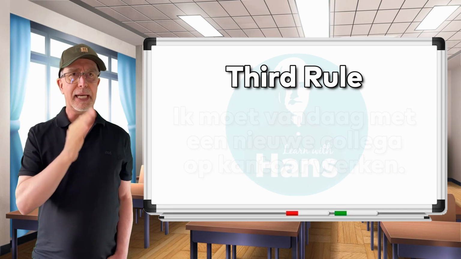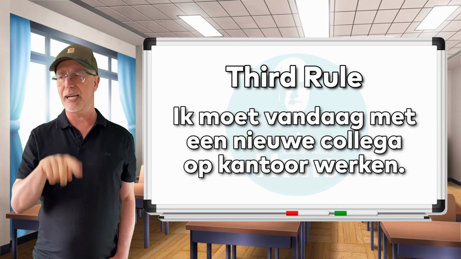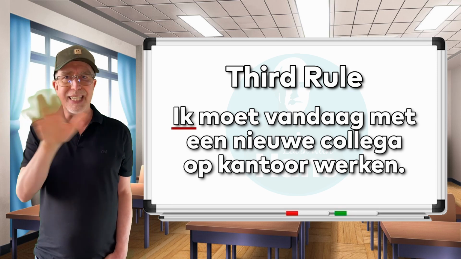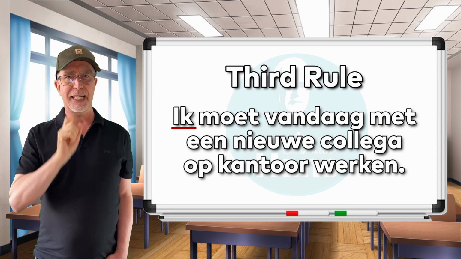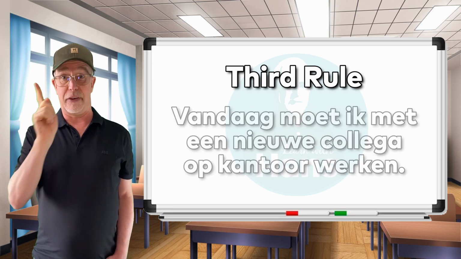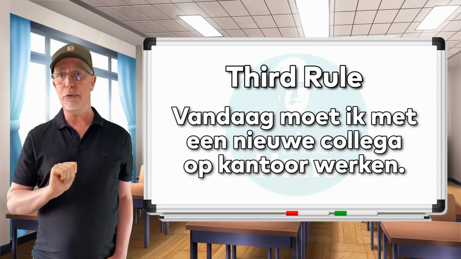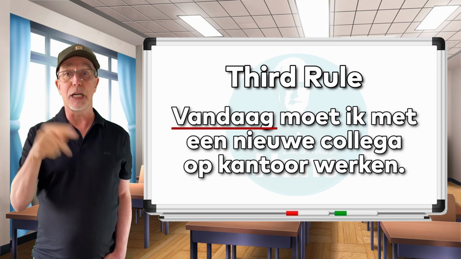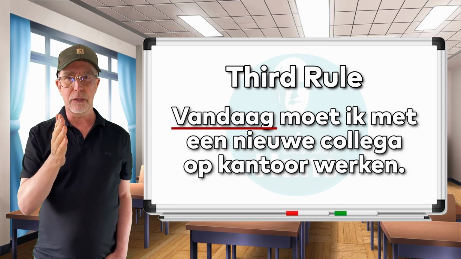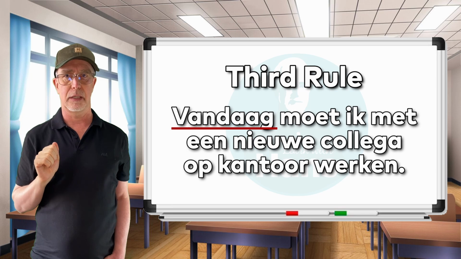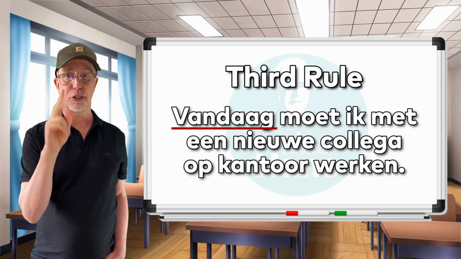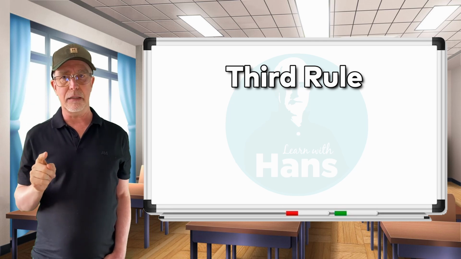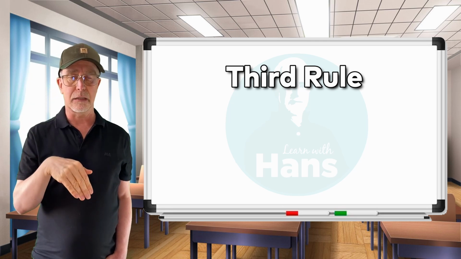Take a look. Ik moet vandaag met een nieuwe collega op kantoor werken. Normal structure. Ik. That is important. But take a look what happens now. Vandaag moet ik met een nieuwe collega op kantoor werken. I made vandaag, today, more important than other parts of the sentence. What did I need to do? Inversion. Moet ik.